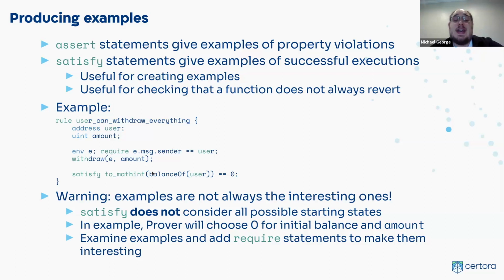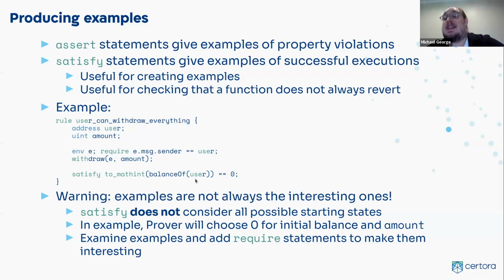What you can do with a satisfy statement, if I ran this and I got an example and it said, oh, okay, well, the starting balance is 0, then of course the ending balance is going to be 0. I might say, okay, well, that's not an interesting case. And so I could add a require statement here that says, well, let's require the starting balance is positive. And then I could run this, and then I'd get a case where I'm able to withdraw everything.